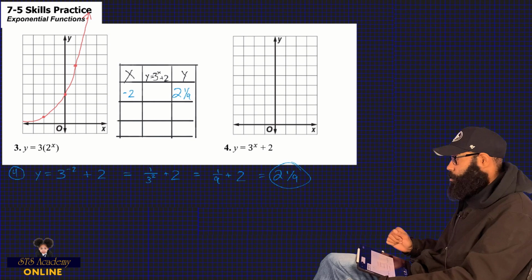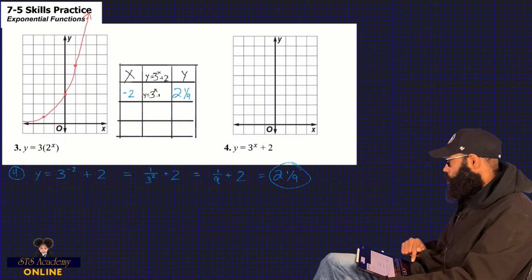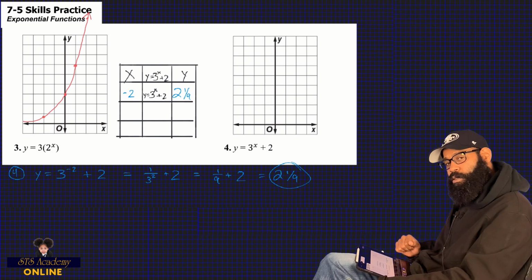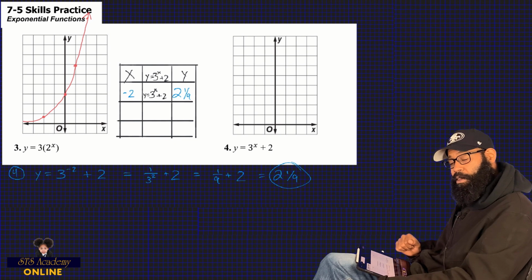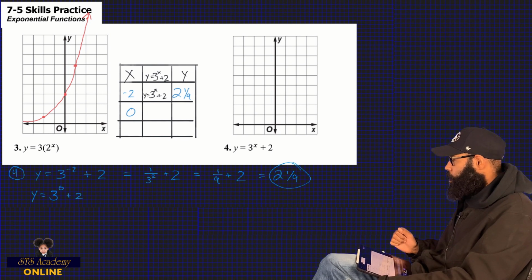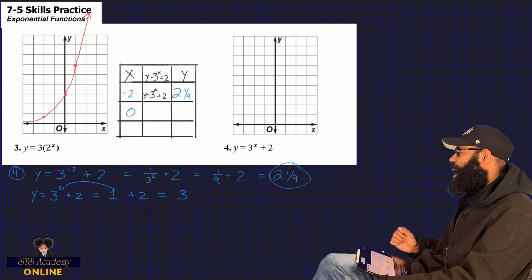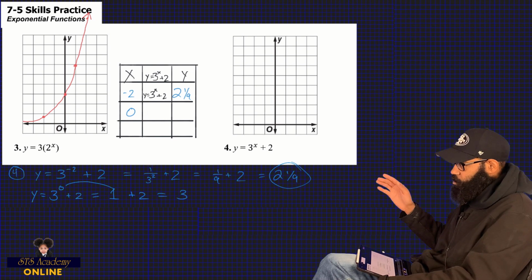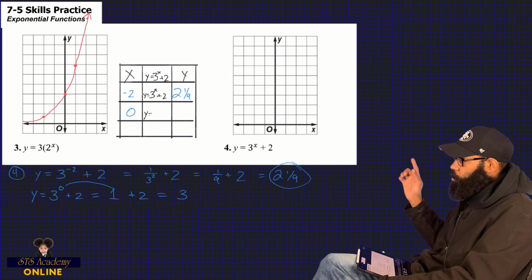All right. Well, let's choose another value. And this time, guys, let's try to think of what are we always going to plug in when using a table of points? 0. So what's going to happen here, guys? Anything to the 0 power is 1. So of course y is equal to 3 to the 0 power plus 2 just because y equals 1 plus 2. And that gives me 3. So I have my y-intercept wherever across the y-axis. When x is 0, y is 3, right?